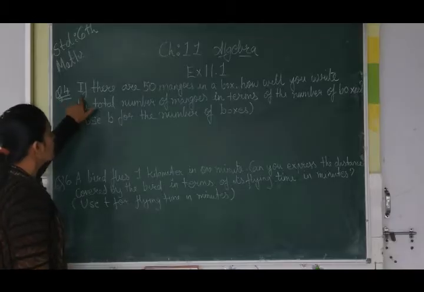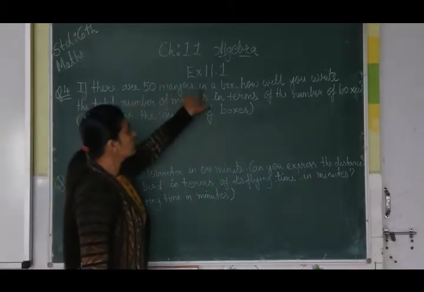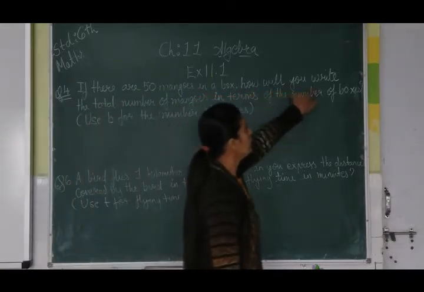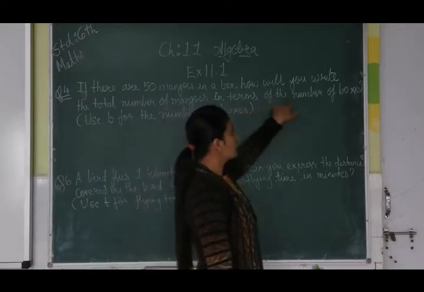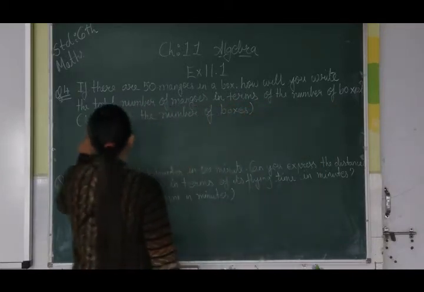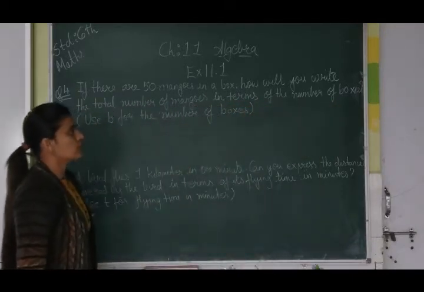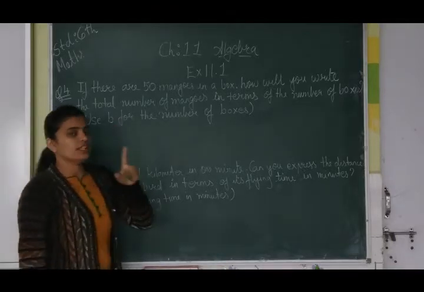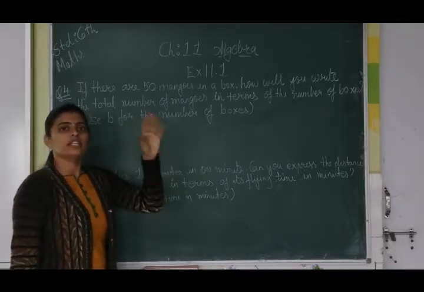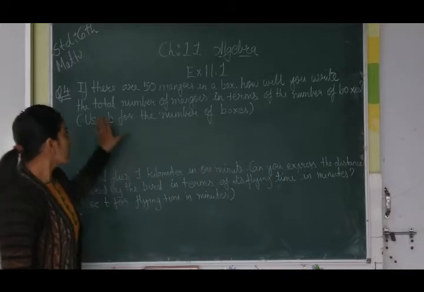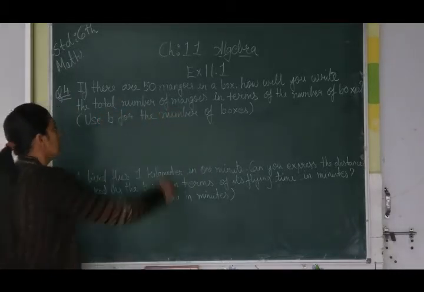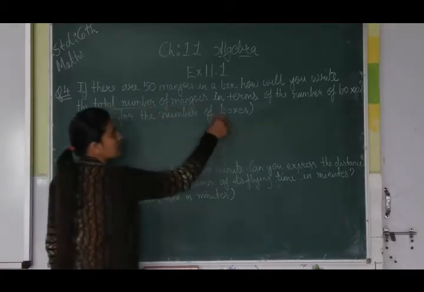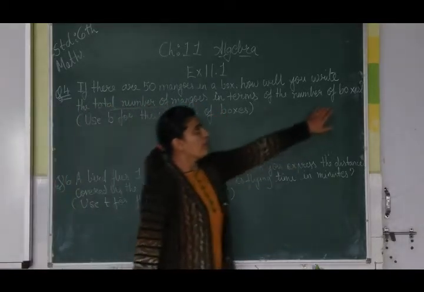Number 4. If there are 50 mangoes in a box, how will you write the total number of mangoes in terms of number of boxes? Use B for number of boxes. Now here it is given that in one box, 50 mangoes are there. And you have to find out the total number of mangoes in terms of number of boxes.